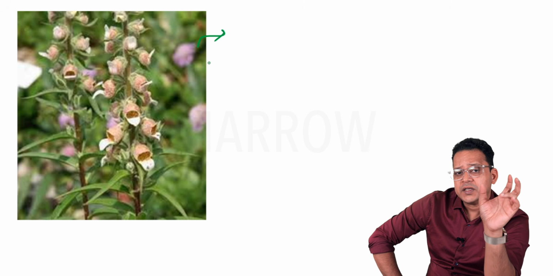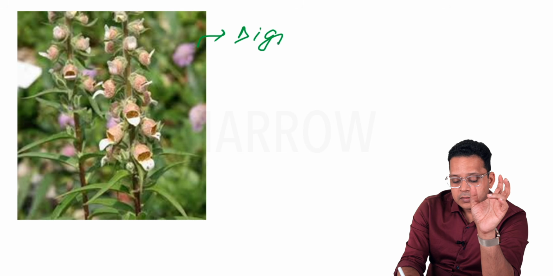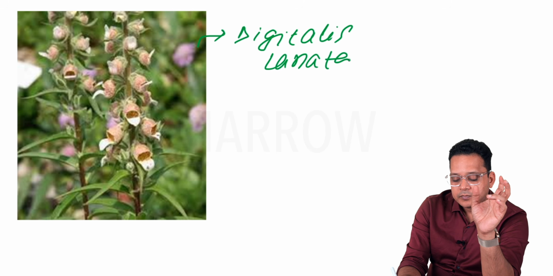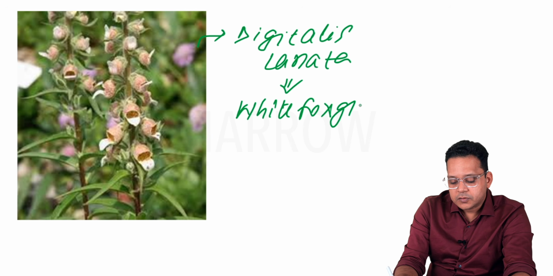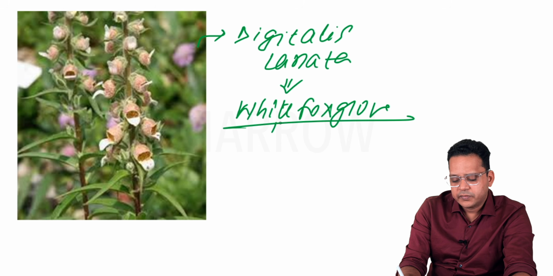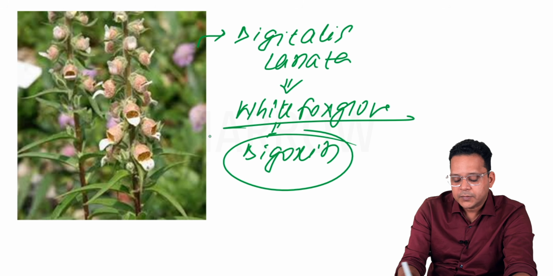Now this plant, look at this plant. Which plant is this? The drug that is derived from this plant is frequently asked in your exam. This plant is called Digitalis lanata, or it is also known as the white Foxglove plant. So you would have guessed by now the drug that is derived from this plant is digoxin.